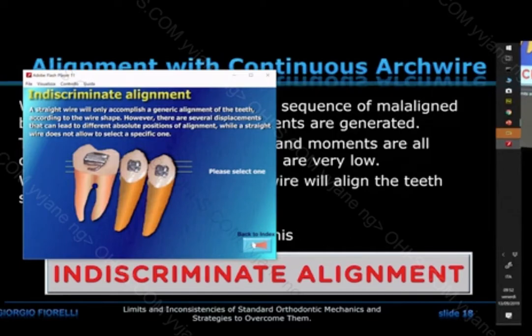I don't think you can change your treatment goal depending on what happens here. So first you put a treatment goal and then you try to achieve it. It's not the other way around. If you place the appliance, and then what happens is your treatment goal, it doesn't make sense. So the indiscriminate alignment is probably the major problem in straight wire technique.